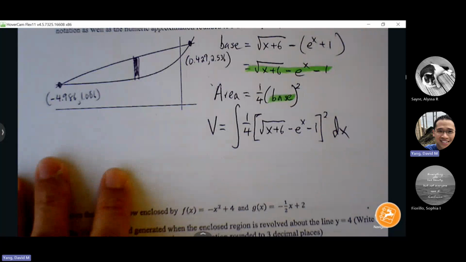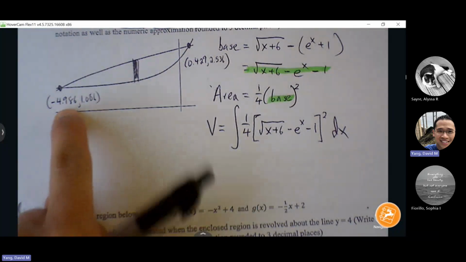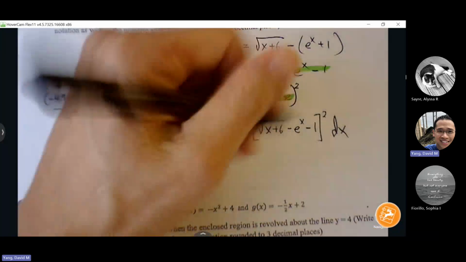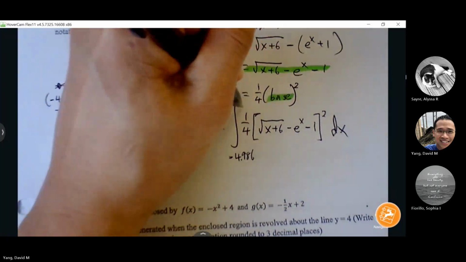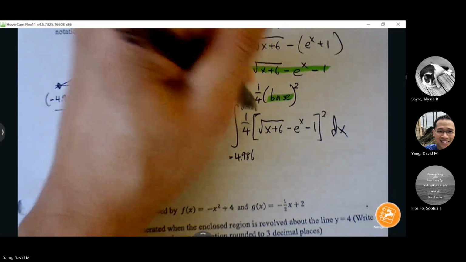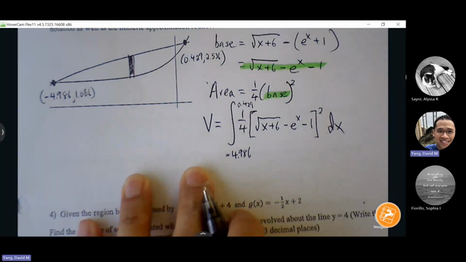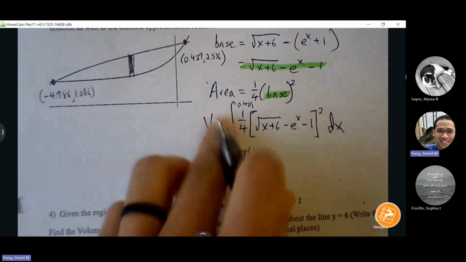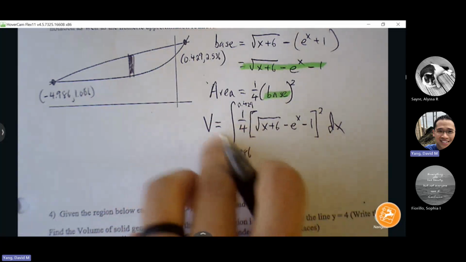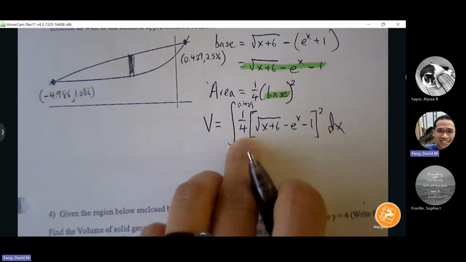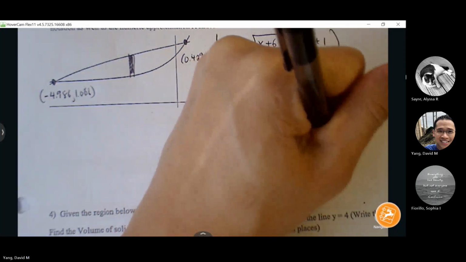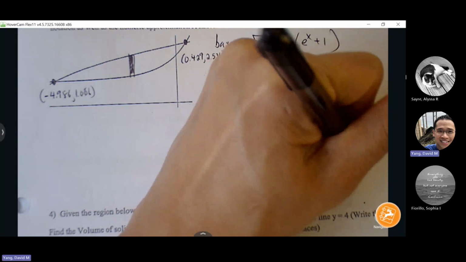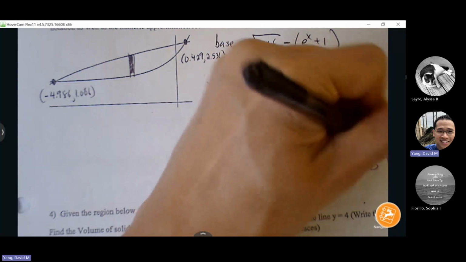So the furthest left the graph is going to be is -4.986. The furthest right is 0.429. Plug all this in the calculator. There is no pi in front. There's no rotation. There's no circle related anything here. But it's still units cubed. It's still volume.